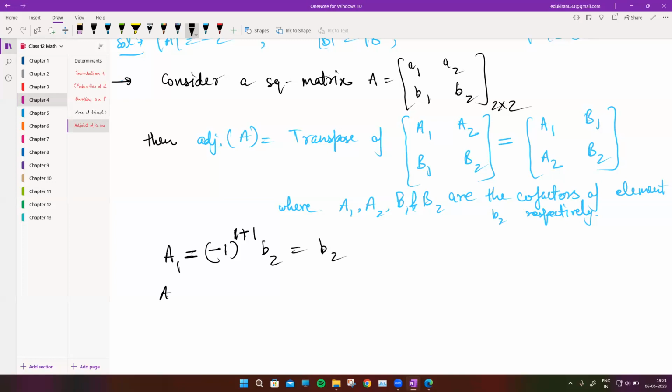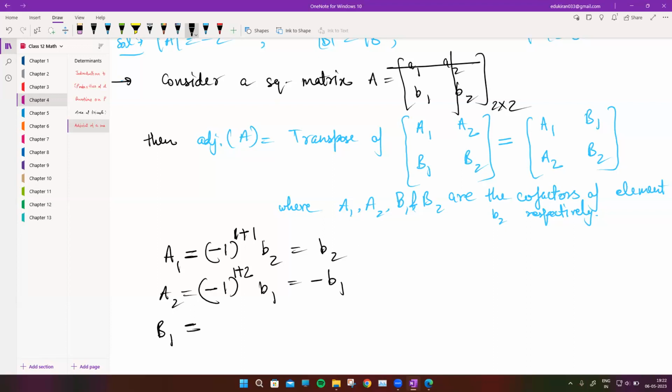Now I'm trying to find A2. If I delete its row and its column, the A2 row will be this and the A2 column will be this. Delete both of them and write -1 to the power, first of all, its row, which is 1, plus its column, which is 2. And whatever you are left with, b1, which is -B1. Again, capital B1.